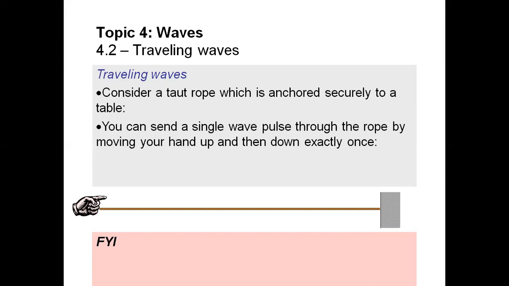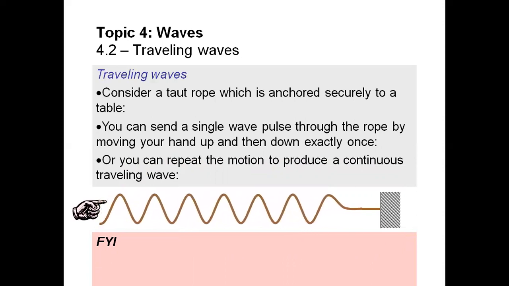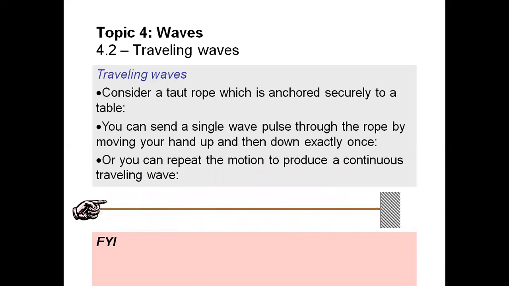So let's see how it's done. See, by moving our hand up and down, we are able to produce a single wave. Or you can repeat the motion to produce a continuous traveling wave. If we just keep moving our hand up and down, we will produce a continuous traveling wave like this. So we call these types of waves traveling waves.